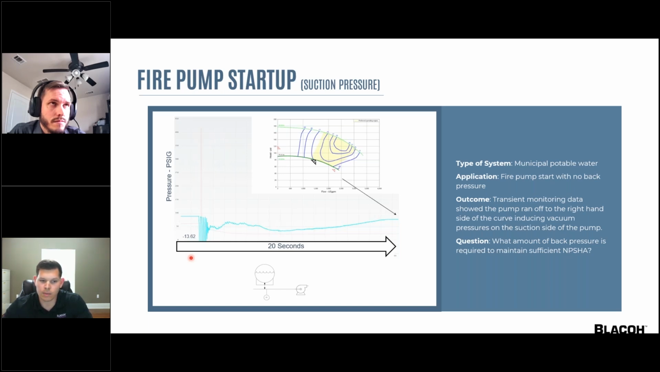An important question to keep in mind here is how much back pressure is required to maintain the net positive suction head. And really, to eliminate this risk, the net positive suction head available should always be larger than your net positive suction head required.